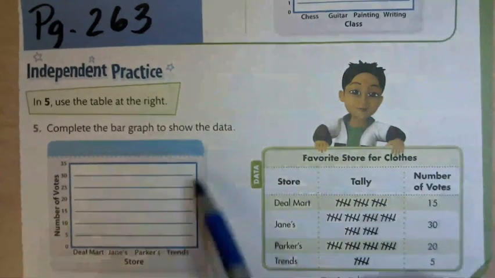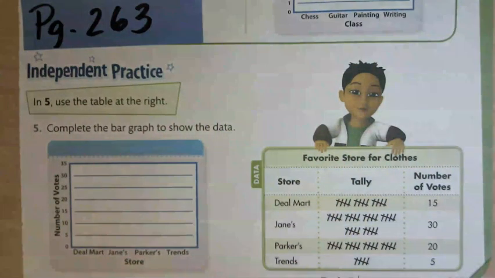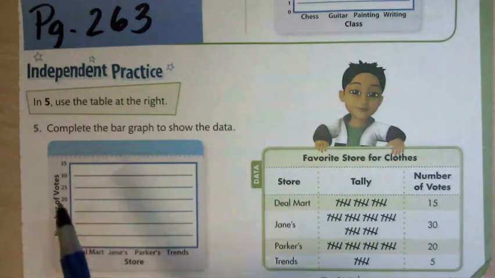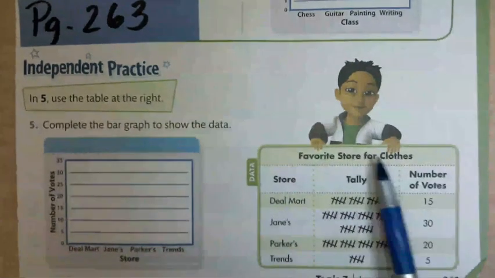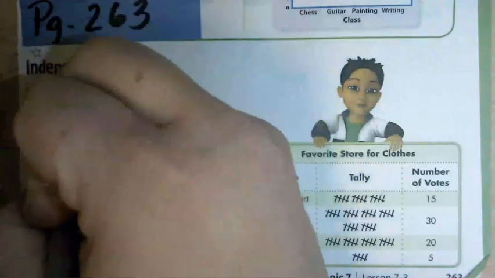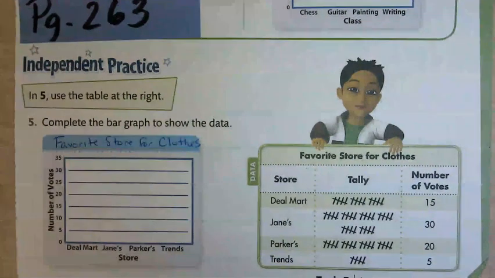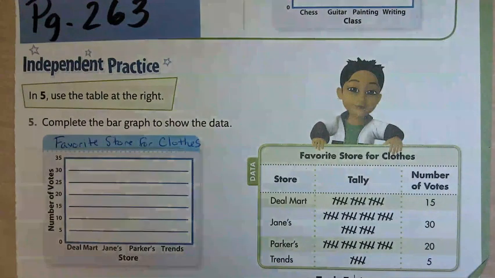All right. So over here at our graph, there's something that is missing that right away I need to look at and go, uh-oh, that's a problem. I hope that you said there's no title. We don't have a title for our graph. So we need to look back over here and say, what is the title for my graph? Well, it's favorite store for clothes. So write that in with me right now. Favorite store for clothes. All right. So favorite store for clothes is our title.